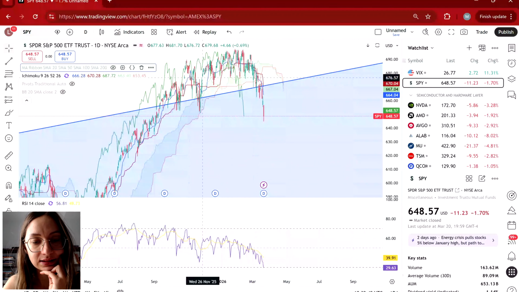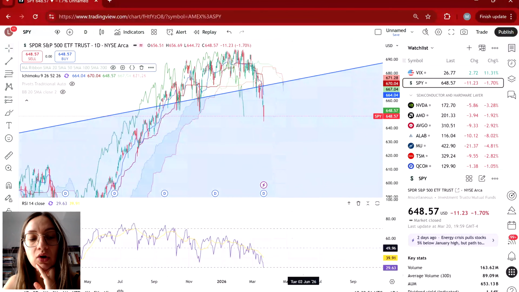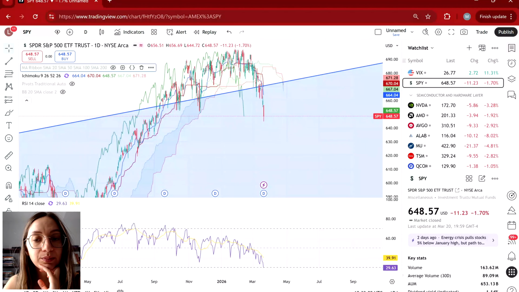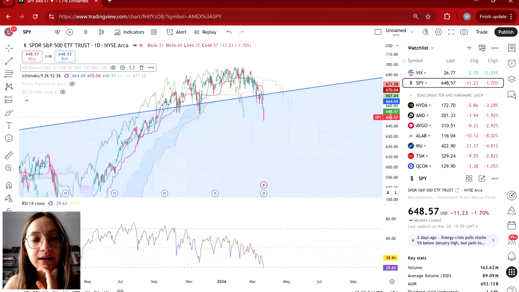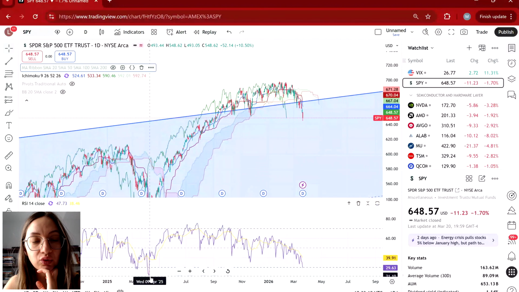So lastly, let's look at the RSI. RSI is going into the oversold below 30 levels. It's right now 29.63. It is officially in the oversold area, but not extremely so. In April 2025, we did not bottom until RSI touched like 21.